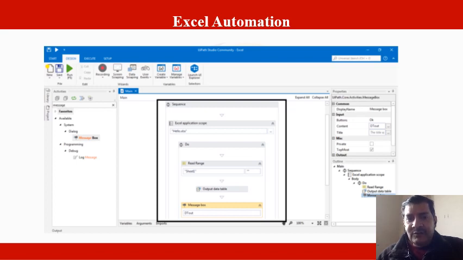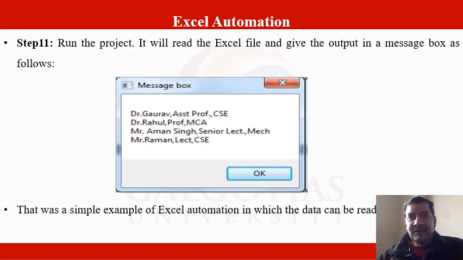Then the output data table, and finally in the message box. In the output data table, you simply pass the variable that you created in the read range activity for the output of that data table. And in the message box, you simply write that variable name, dt_out. This is the whole sequence that you have created for automation of the Excel file. Okay, this is all about the Excel automation.